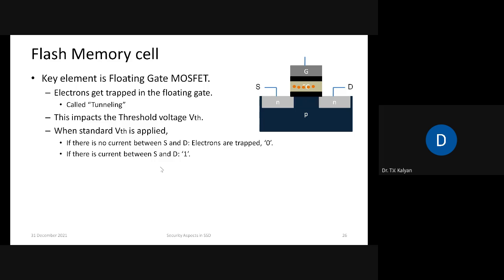Right? When we are given a floating gate MOSFET and we apply the standard threshold, if we see that still the current is not flowing between the source and drain, we would realize that there are some electrons trapped in the floating gate, and we term it as storing a 0. But if there is a current flow between the source and drain, we call it a 1.